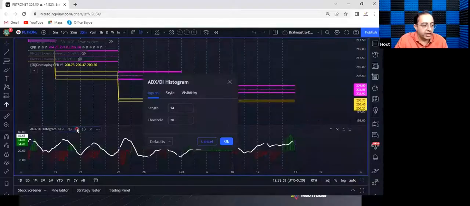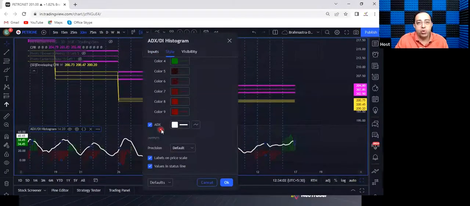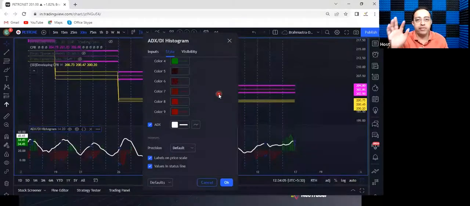So let me go to the settings again. The threshold level, I am setting it at 20. And I'm going to the style and I am making ADX more visible. It was black in color. I have made it white. How many of you have finished the ADX? Please type ADX.